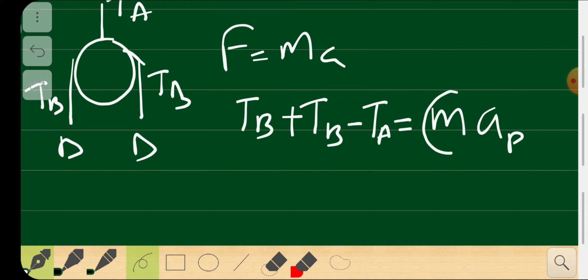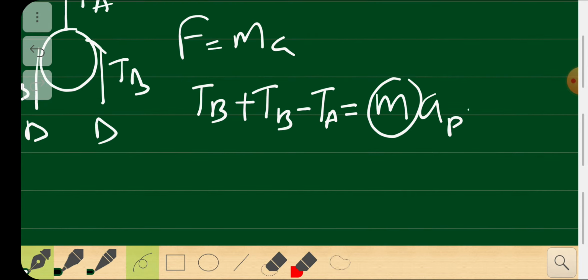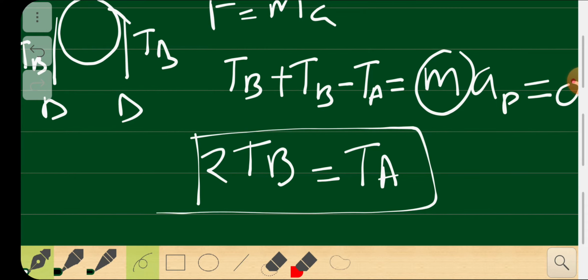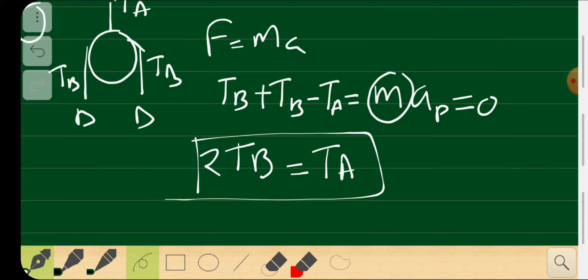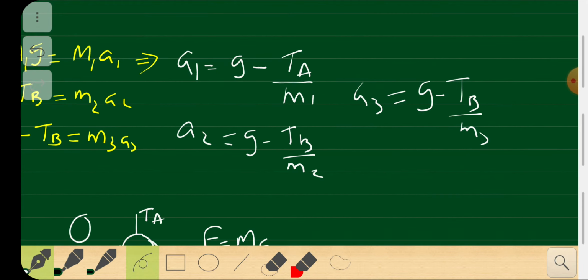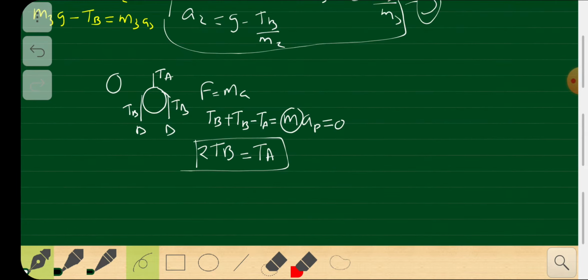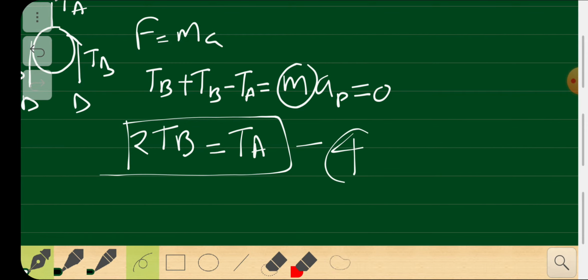The mass of the pulley is 0 because the pulley has no mass, so it's a massless pulley, so this is equal to 0. So now you can say that 2tb is equal to ta. What a wonderful result that you can use. Let's call this equation 3, and I'm going to call the earlier set equation 4. Okay, now I got all that.